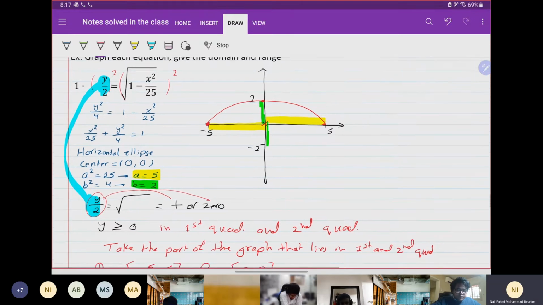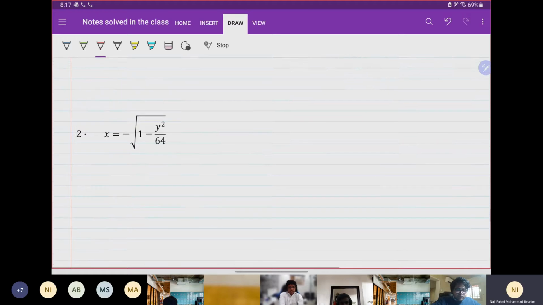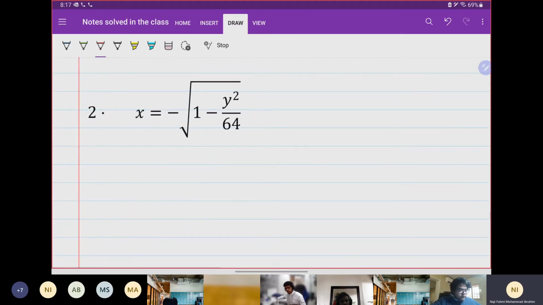If you have a question, go ahead. If you don't, it's your turn. I want each one of you to solve this one now. But before you start, look here, Shabab. Is X negative or positive? Negative. Which quadrants will X be negative in? Second and third. So you will draw your ellipse, but at the end, you will just choose the part in the second and third. Again, square both sides, then write it in standard form. After that, make your graph.